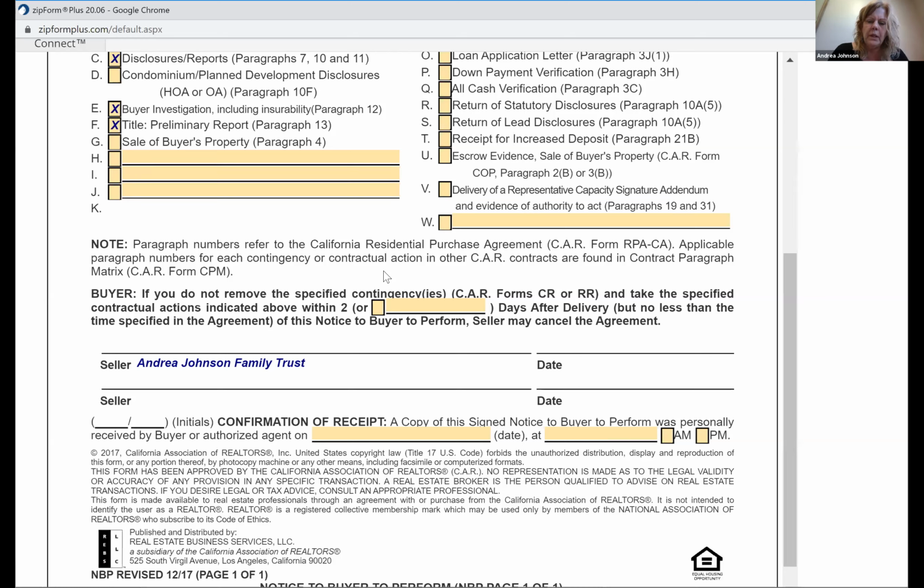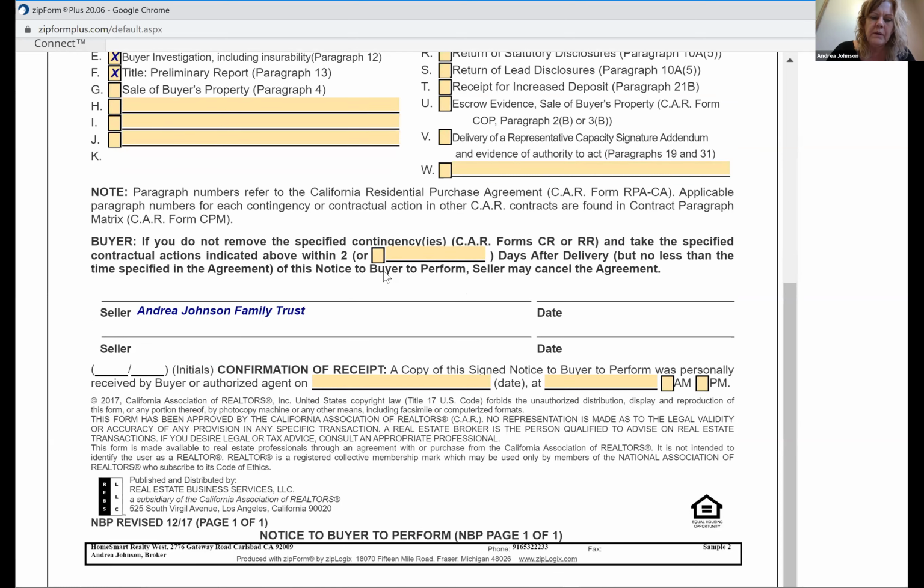So you're being essentially put on notice that if you do not remove the specified contingencies or take the specified contractual action within the 2 days after delivery, but no less, as it says here, than the time specified in the agreement of this notice to perform, seller may cancel the agreement. It doesn't say it is canceled. It just says now the ball's in the seller's court, and if the seller wants to check in with their backup offer and see if they're still in the game and boot you out and put them in, seller is within their contractual rights to do that. So again, time is of the essence.